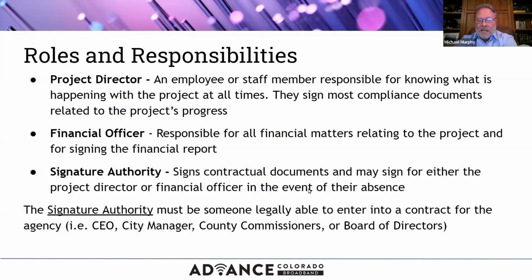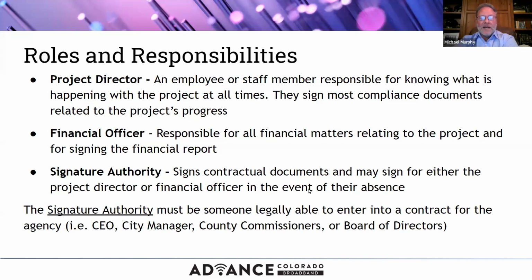The second role is the financial officer. This person is going to be within the grant agency and is responsible for all financial matters related to the project: accounting, management of funds, verification of expenditures, audit information, and financial grant reports. This person will also sign all financial reports. And I failed to mention that the project director is required to be an employee of the staff within the applicant agency. That cannot be an outside agent.